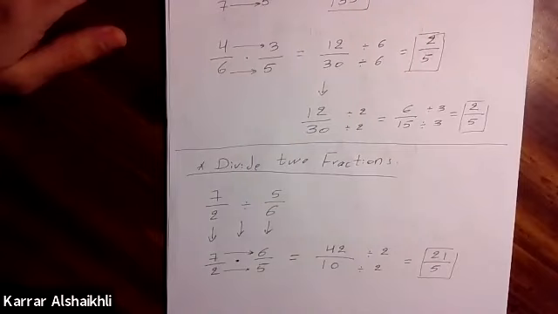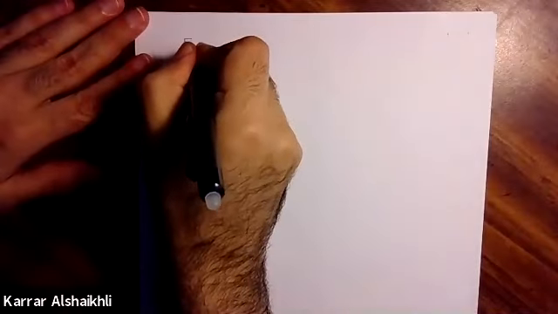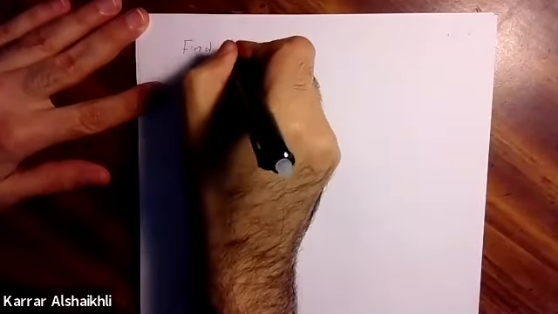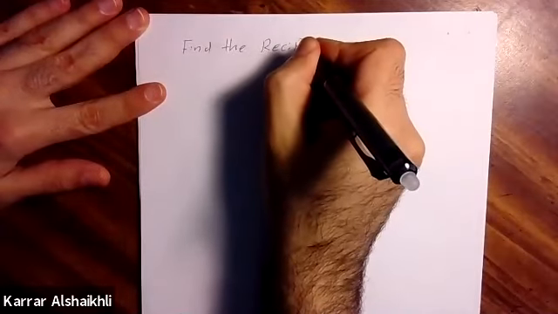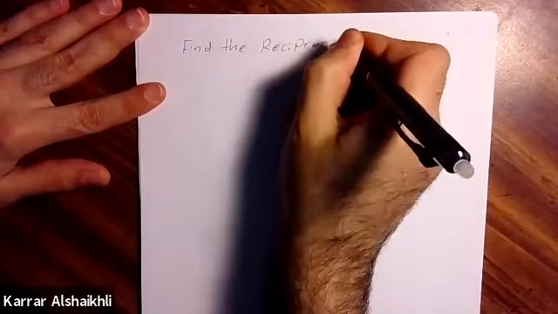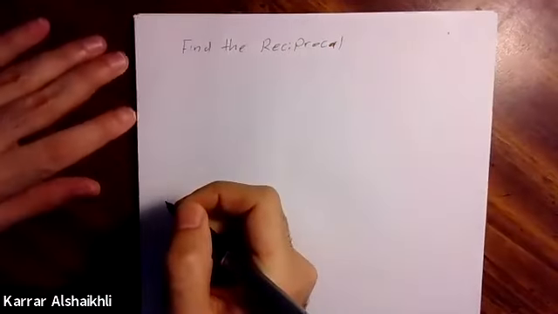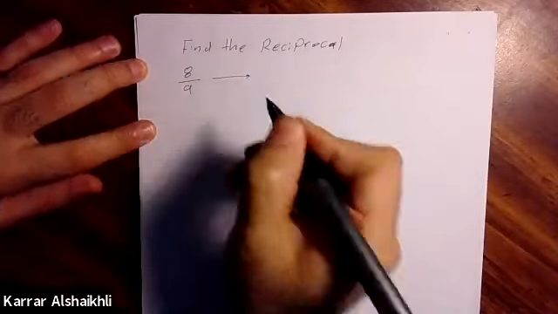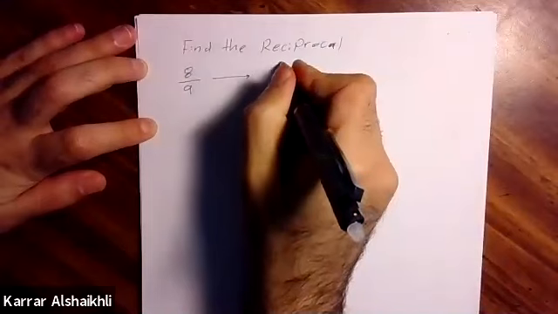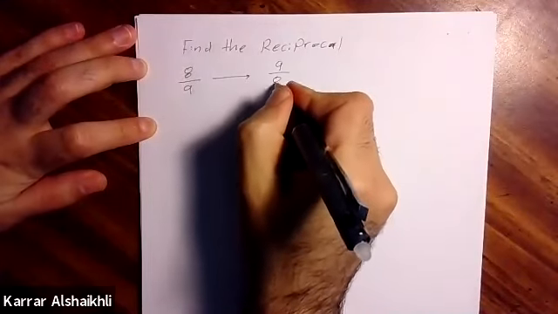First of all, write down these. They ask you to find the reciprocal for 8/9. For this one, we're just going to flip the number. So it's going to be 9 over 8.